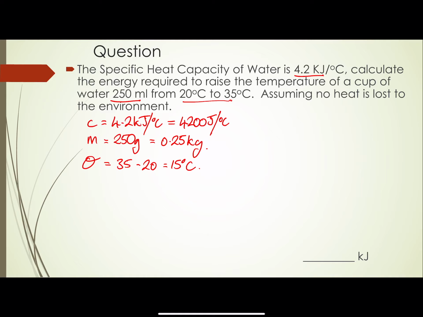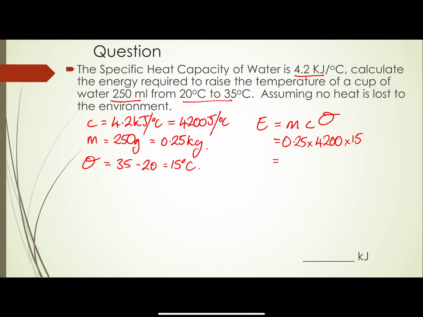So if you want to pause it here and have a go at answering the question, please do so. If you don't, I'm going to carry on. So now we write the equation down. E equals mc theta. And I'm going to substitute the numbers in for the letters directly underneath where I've written the letters. So the m is 0.25, times the c, which is 4,200, times theta, which is 15.